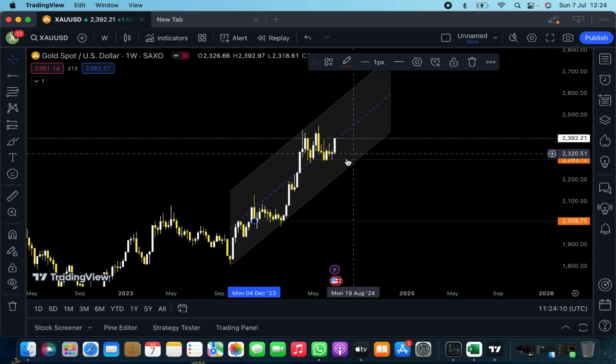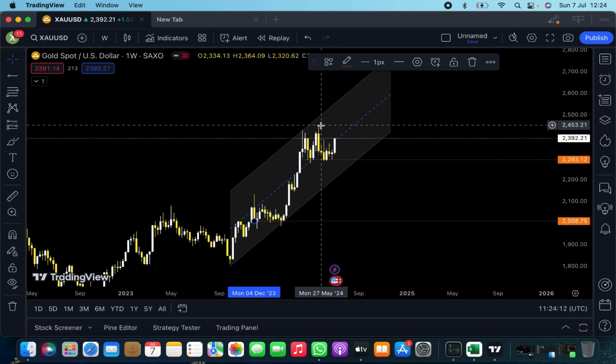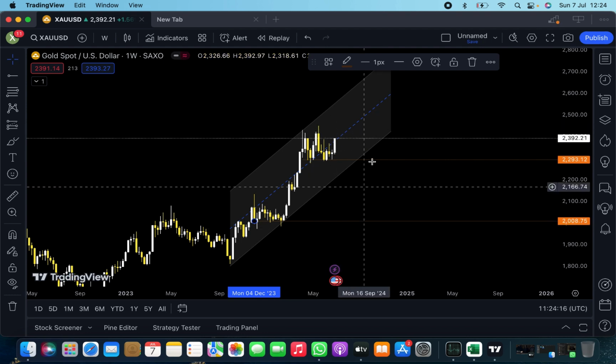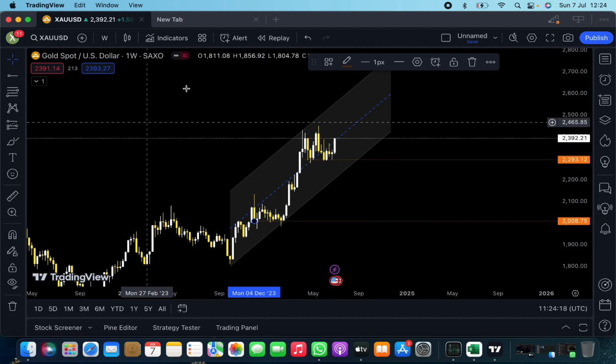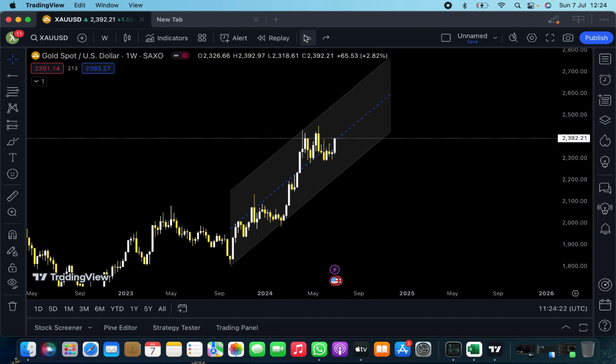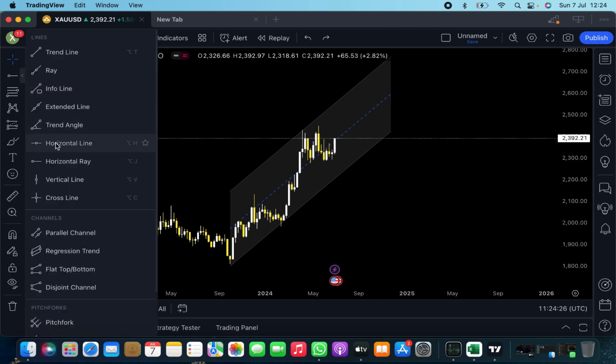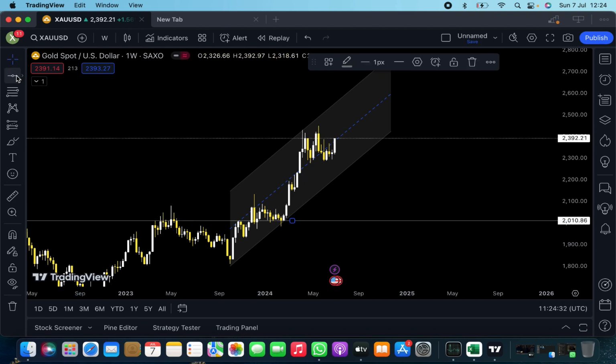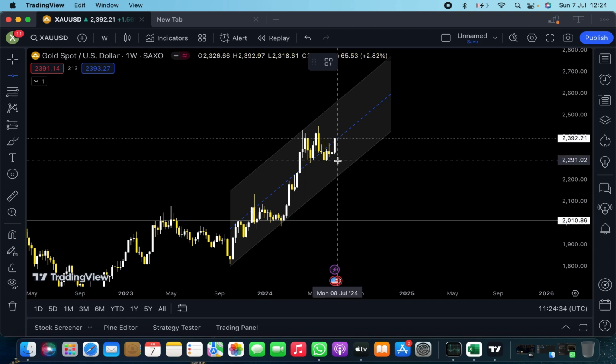This one, this one, and this one here. I normally stick to three. Okay, so this one, and that. Now, what I can do is I can add horizontal lines because then they can be permanent. Let's put them there, and I'll put them here. One here, and then this one here.